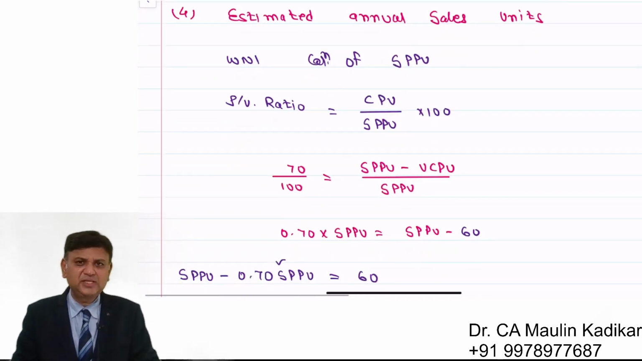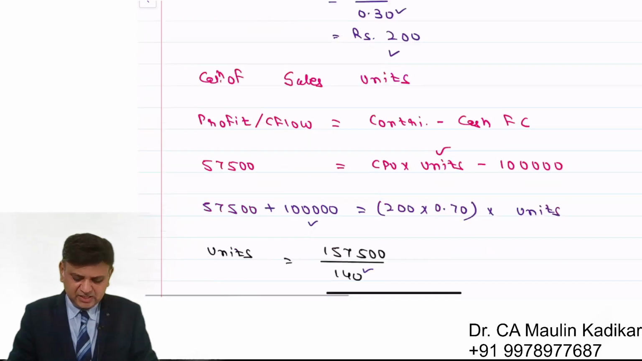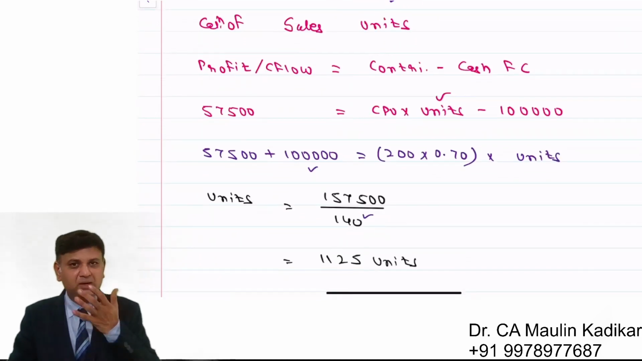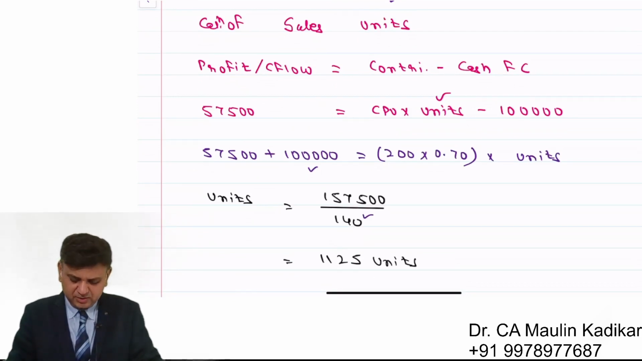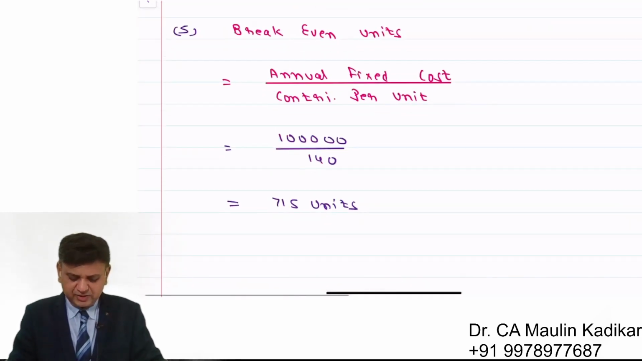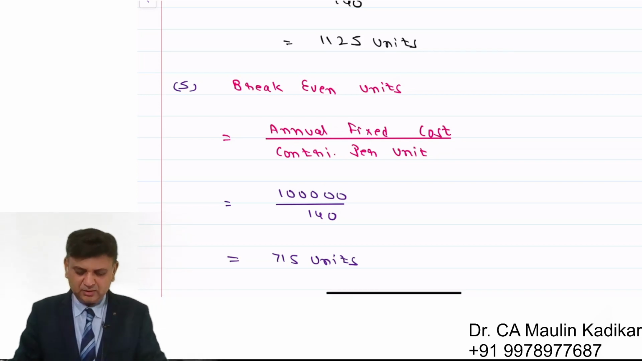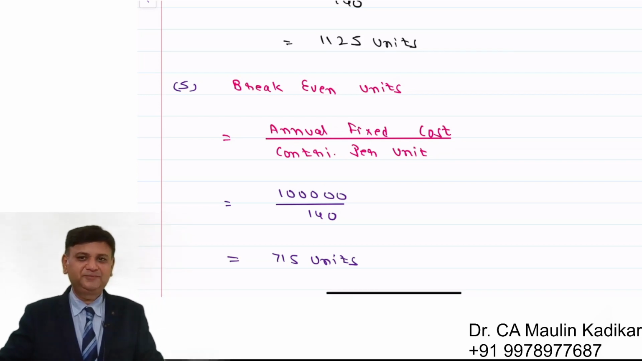Next is the estimated sales units. That is very simple according to me. First of all, selling price per unit is found. Then sales units is equal to cash fixed cost plus cash flow divided by the contribution per unit, that is 1125. And the break-even units is also very simple. It is the fixed cost upon contribution per unit. That is the way the answer is found. This is the way the answer is supposed to be found.